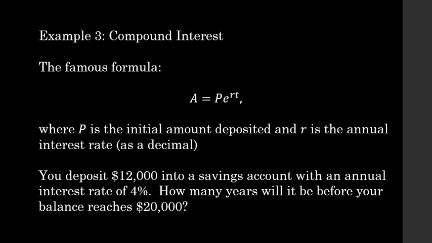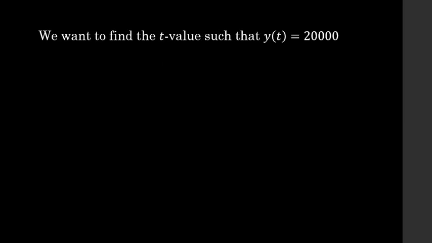So I know how much I put in to start with, $12,000. That's my P value here. I know my annual interest rate, given as 4%. As a decimal, though, it's going to be 0.04. And I want to know what T value I need such that when I plug it in, I get $20,000 as my balance. So we want to find the T value such that y of t, if we go back to the typical model, or in the famous formula, it would be A of t, would equal $20,000.